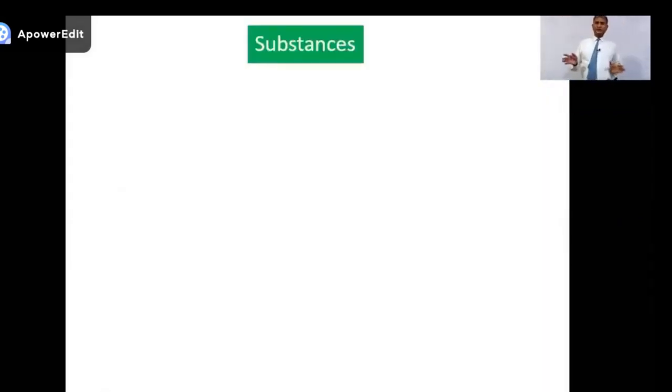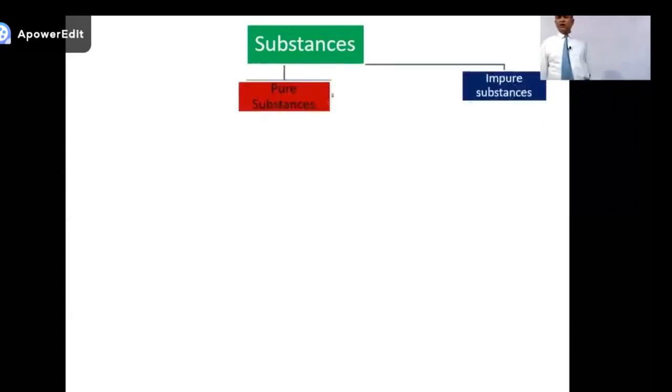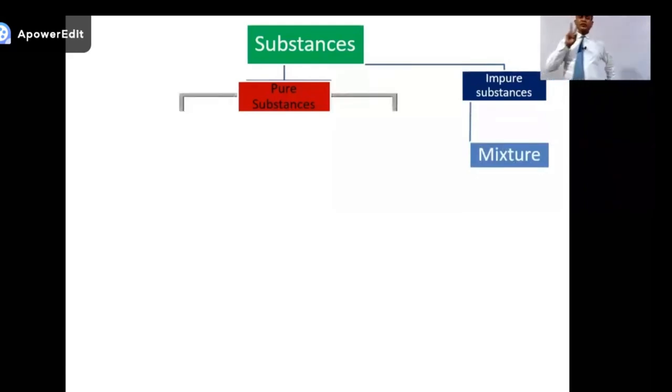So atoms, fundamental particles of atom, and we went through the atomic number. Now the next is substances. All the substances can be divided into two categories, either pure or impure. If it is impure, we call it mixture. If it is pure, then there are two possibilities. What are those two possibilities?